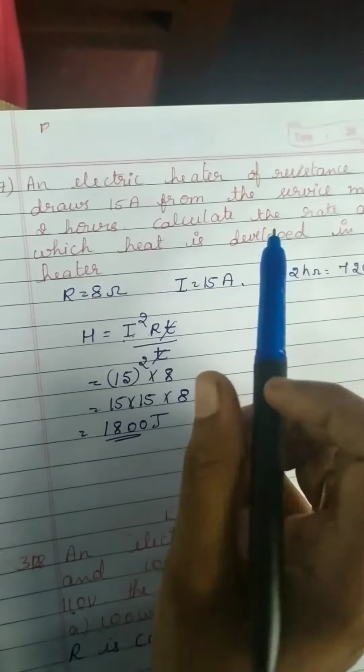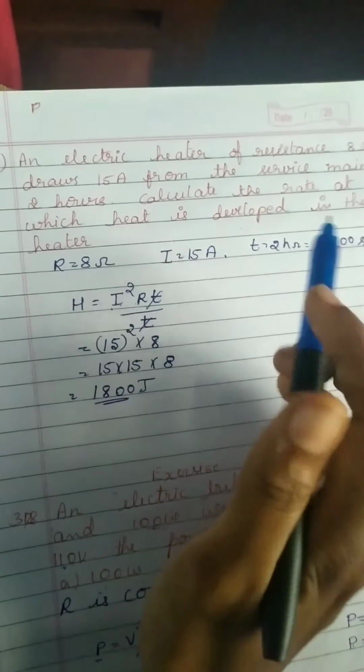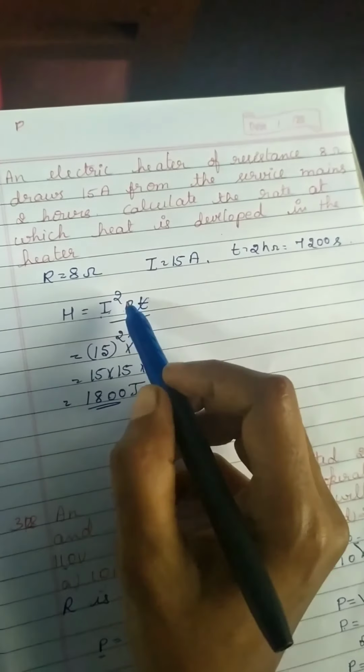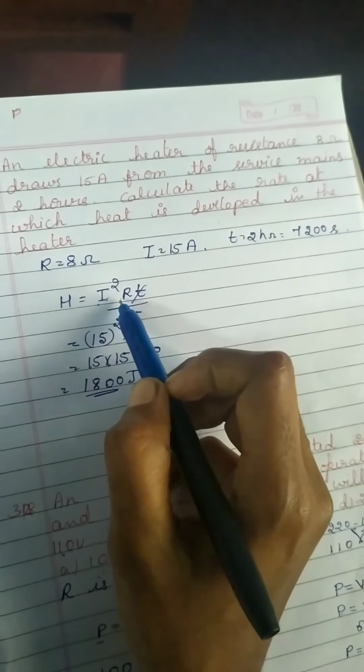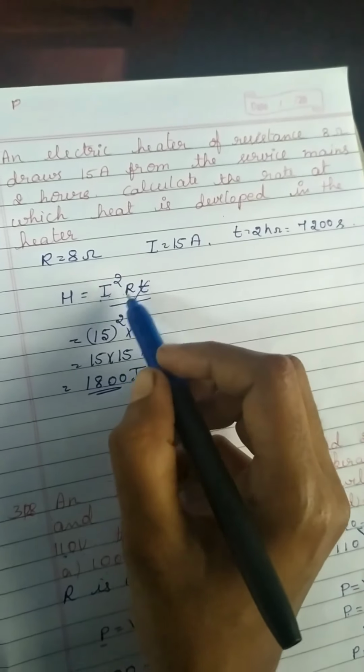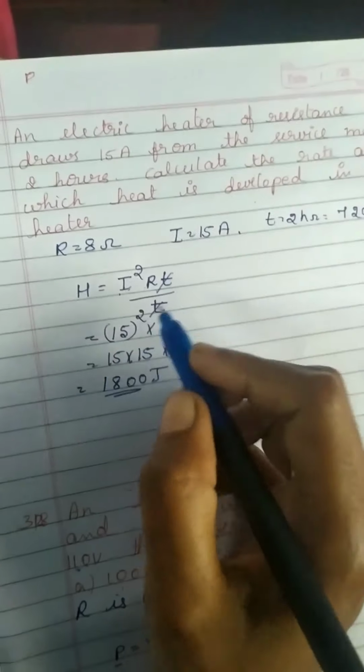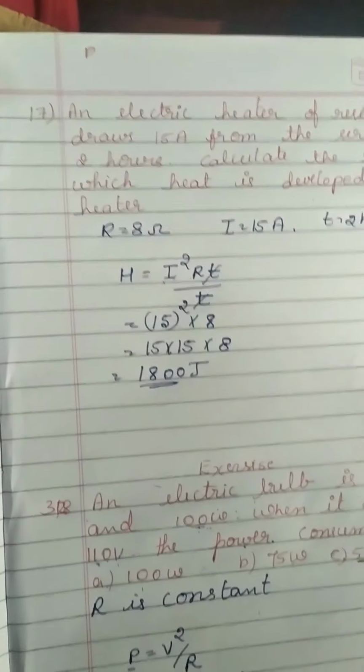The rate at which heat is developed is equal to the power. Power is the rate of consumption of energy, right? So it is equivalent to power. Power is I square R. In this way also you can do the sum. I hope this is clear.